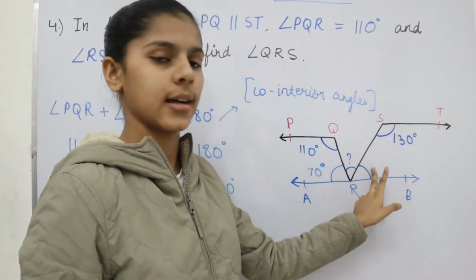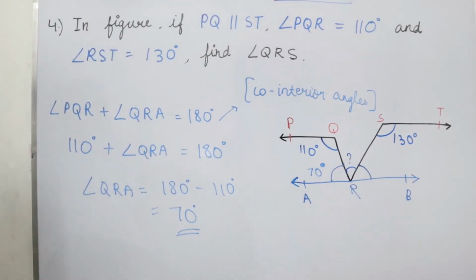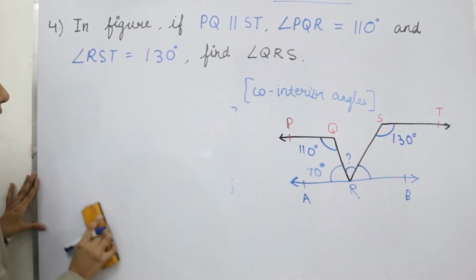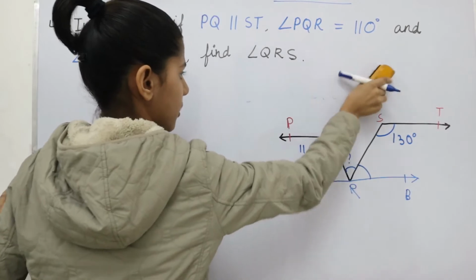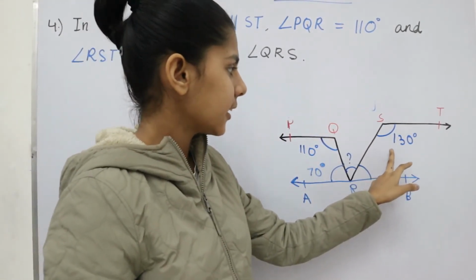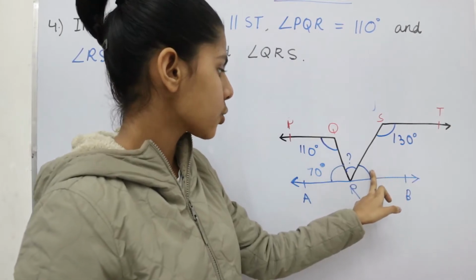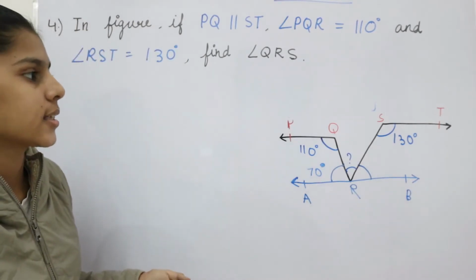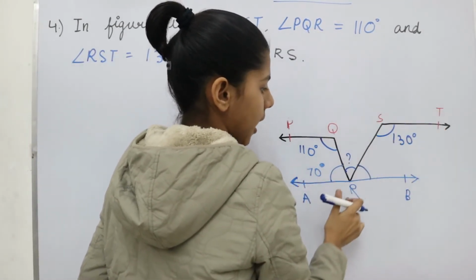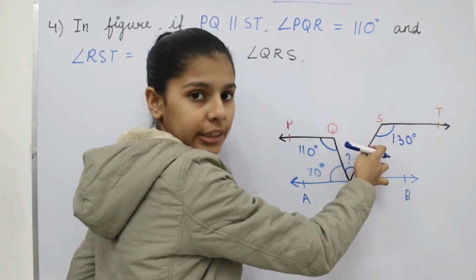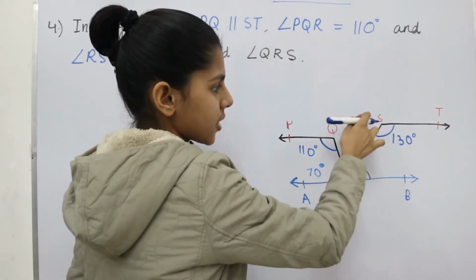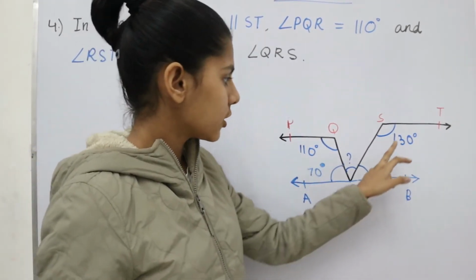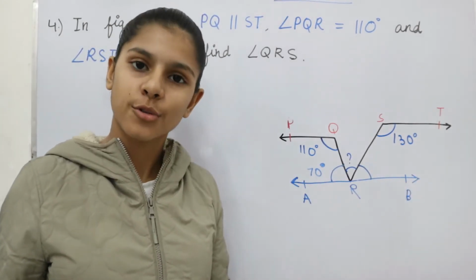Now we will calculate this angle in the same way. In the same way we are going to calculate the third angle as well. You can see here that this angle of 130 degree and this angle SRB are co-interior angles. Which angles are co-interior here? TSR, this angle which is 130 degree, and this angle SRB. They both are co-interior, so their sum will also be 180 degree.